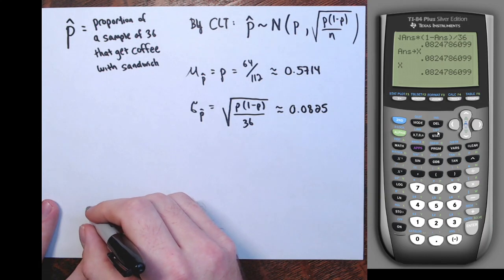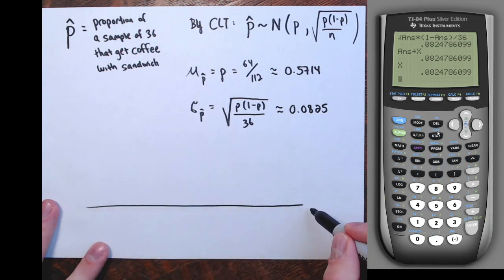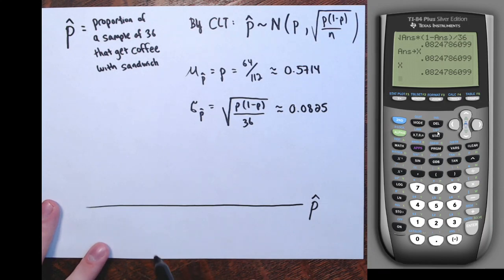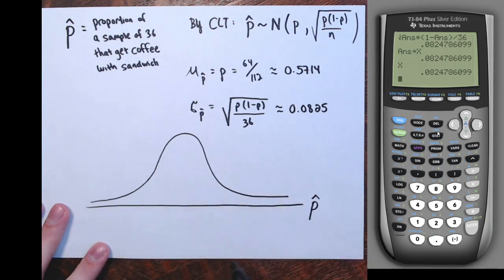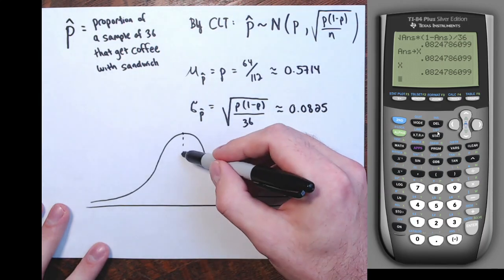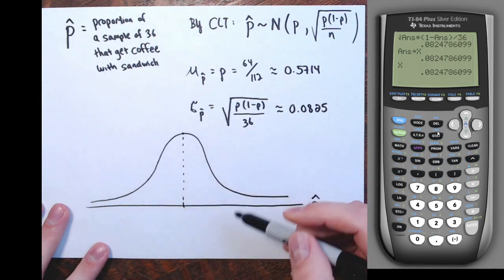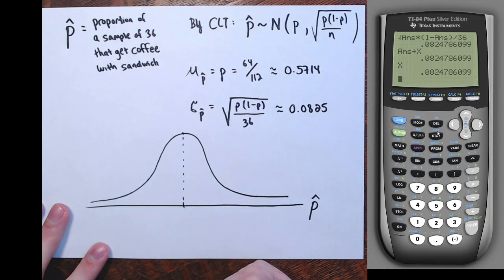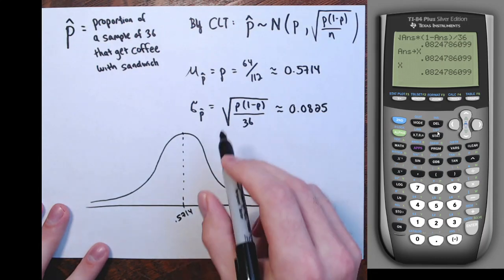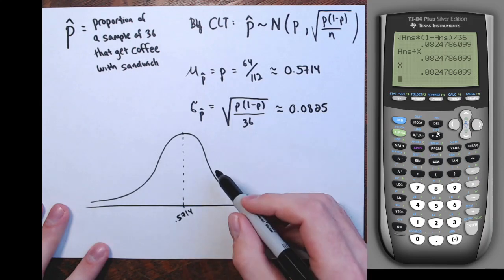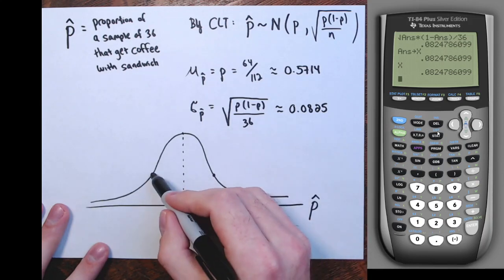And I'll make a picture. Here are all possible values of these sample proportions, for samples of size 36, normally distributed, right? So I got this symmetrical bell shape here. The mean is over 0.5714, the population proportion.